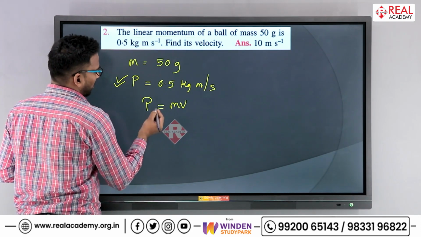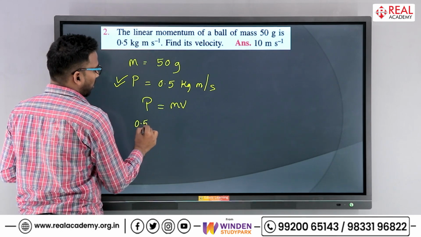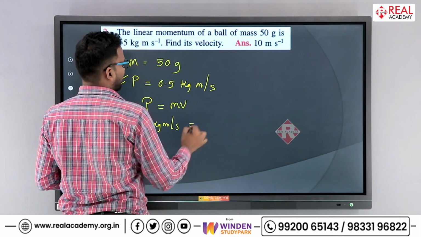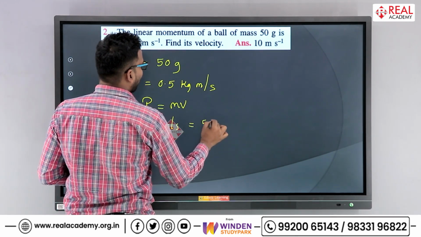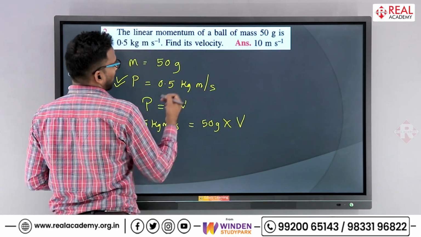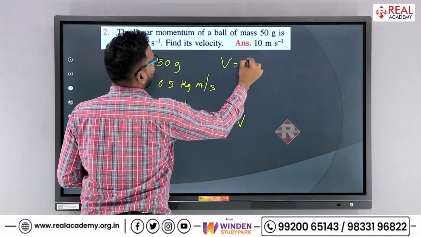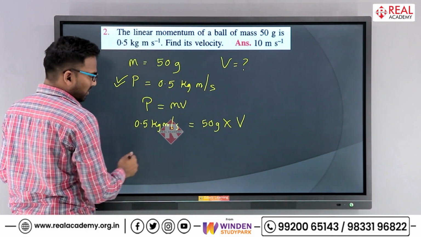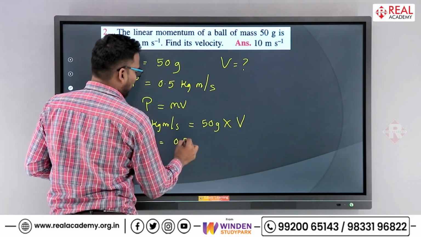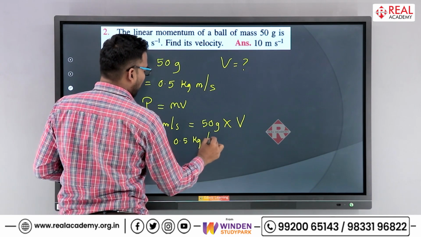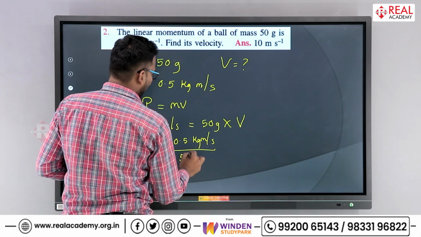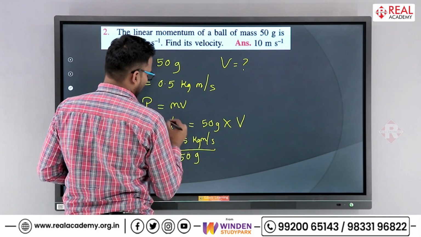What is linear momentum given here? That is 0.5 kg meter per second. What about mass? Mass is 50 gram into velocity. Let us say this velocity is v only. They are asking us to find velocity. Then what will be the value of velocity? It's nothing but 0.5 kg meter per second upon 50 gram.